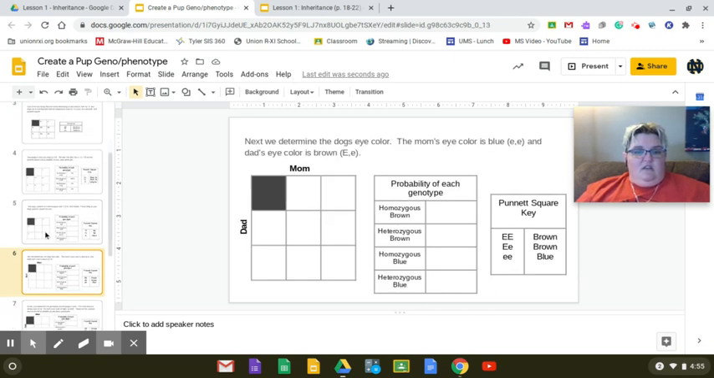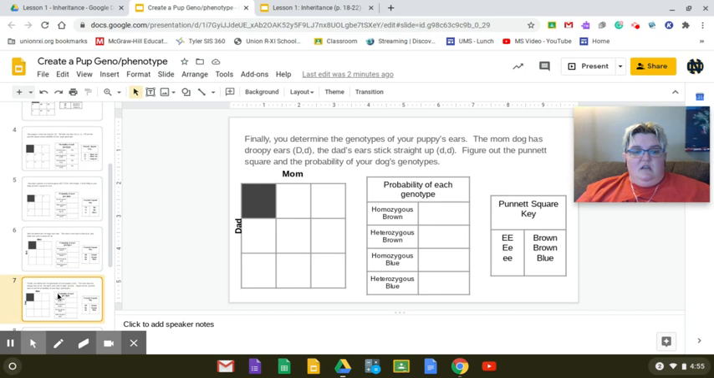Then, did I skip one? No. Okay. Then you're also going to do the dog's eye color. This time I didn't fill in the boxes for you, but it tells you right here, mom's eye color is little e, so those will go in these boxes. And dad's eye color is big E, so big E, little e. And then you're going to drop and go across for all of them. Again, tell me what percent for each one is going to be homozygous, heterozygous, and all that. And then here are the colors.